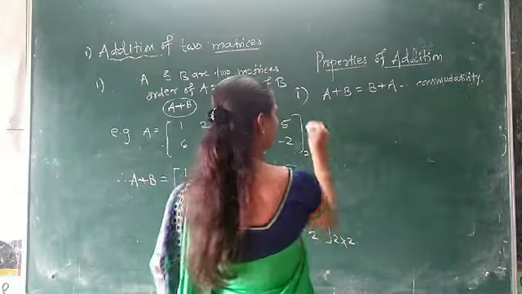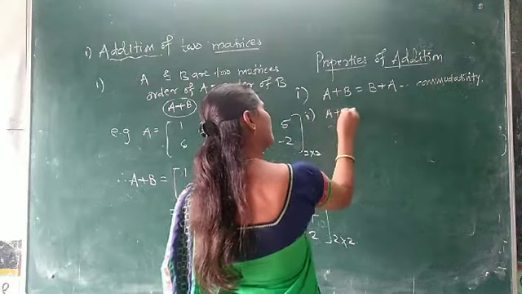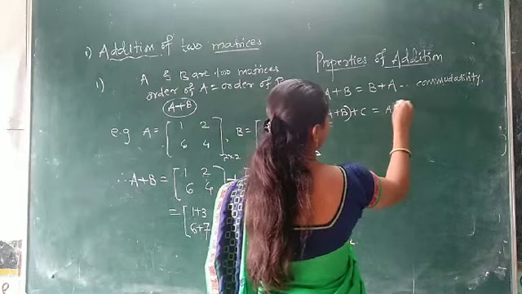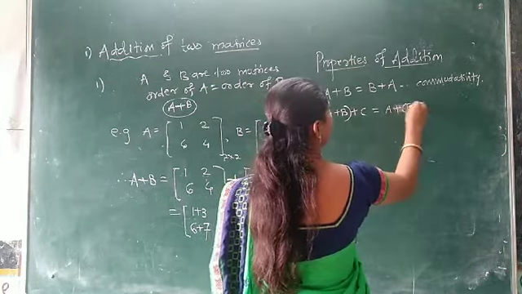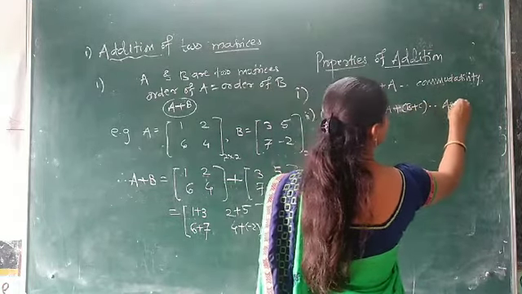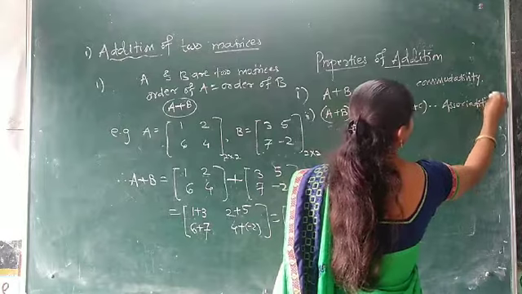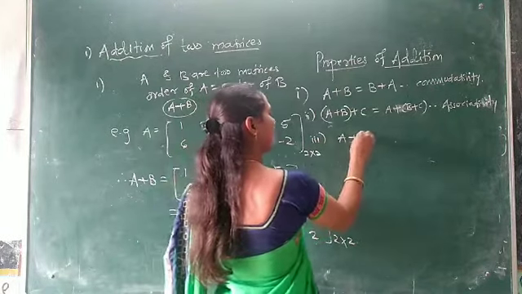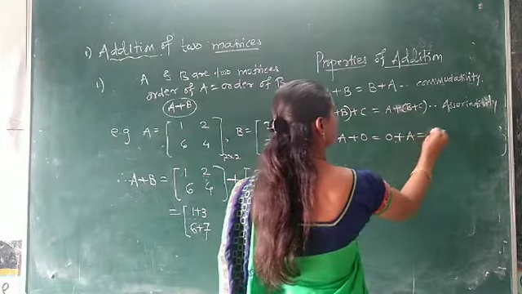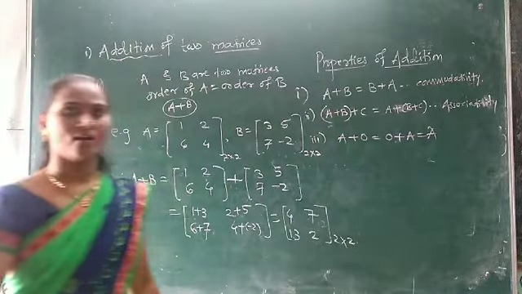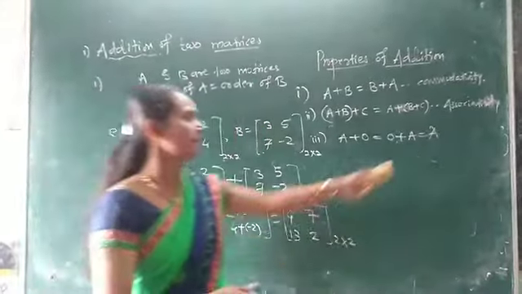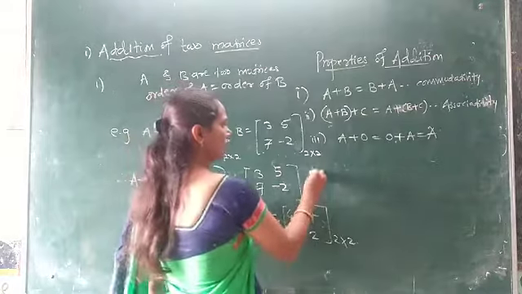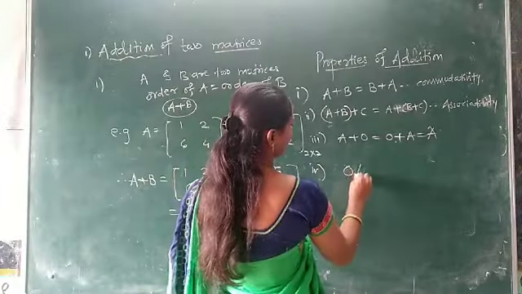Next, the second property is that A plus B plus C is equal to A plus B plus C, grouped either way, which is called associativity. The third property is that A plus 0 is equal to 0 plus A. If we add the zero matrix to matrix A, then we get matrix A. So this 0 is called the additive identity.